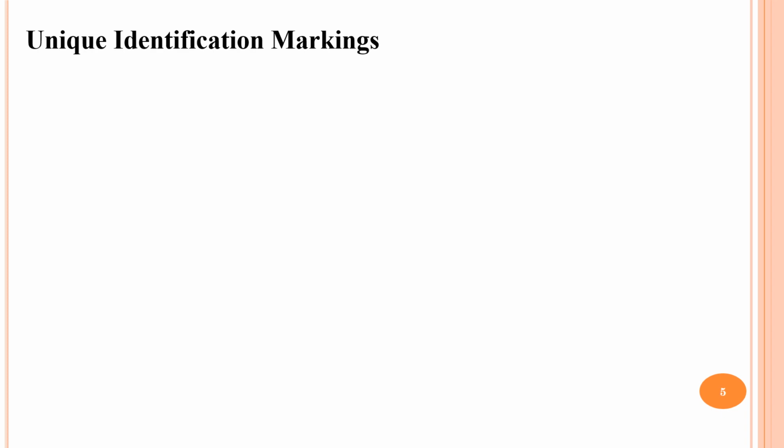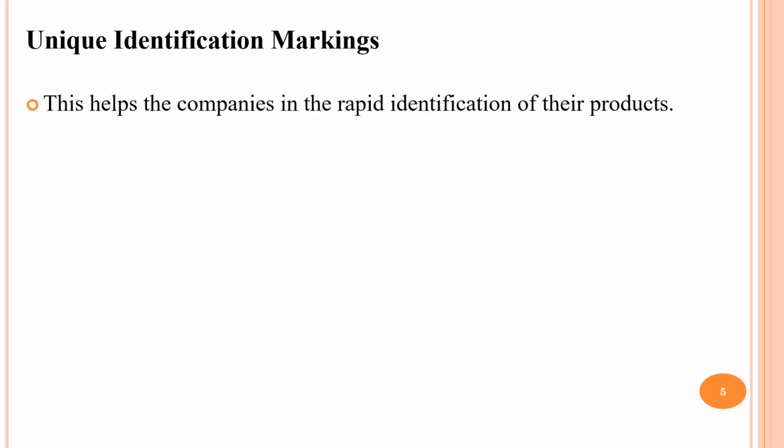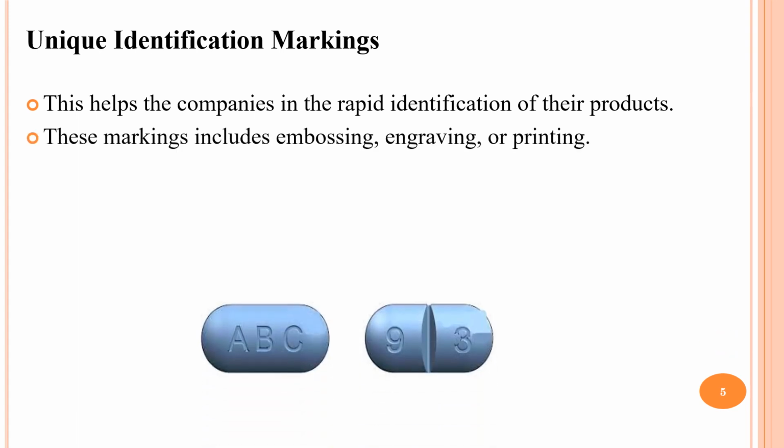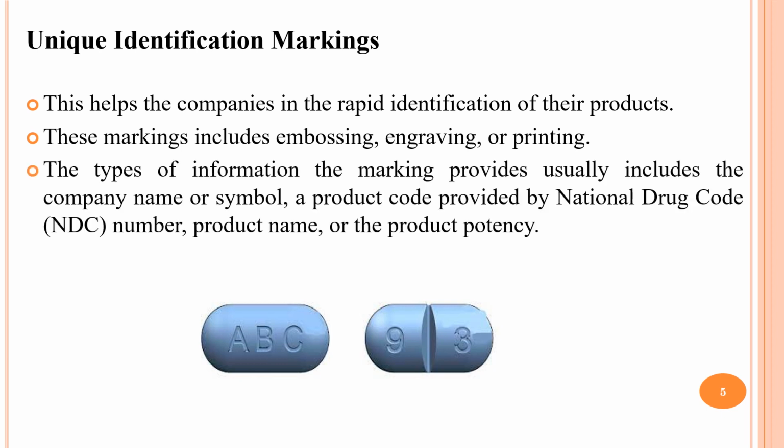Next is the unique identification markings. This helps the companies in the rapid identification of their products. These markings include embossing, engraving or printing. The types of information the marking provides usually includes the company name or symbol, a product code provided by a national drug code number, product name or the product potency.